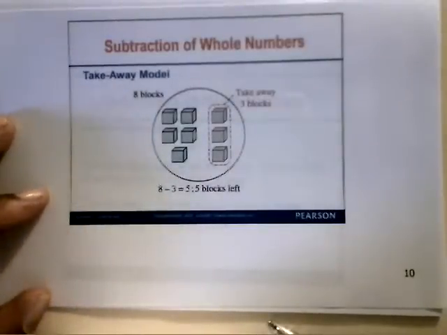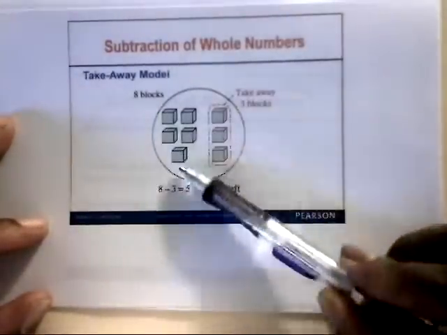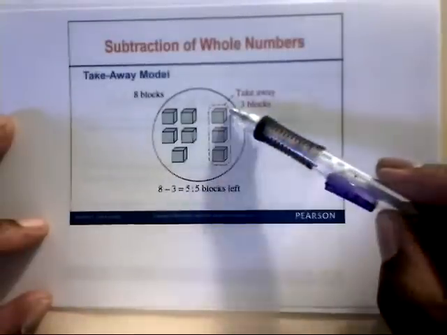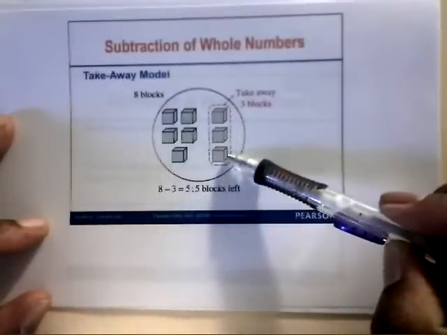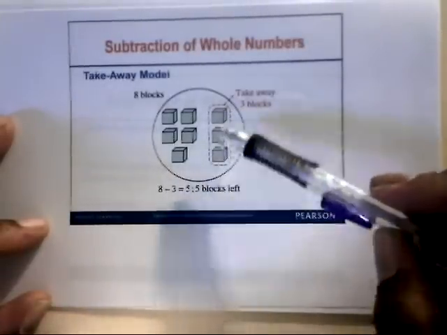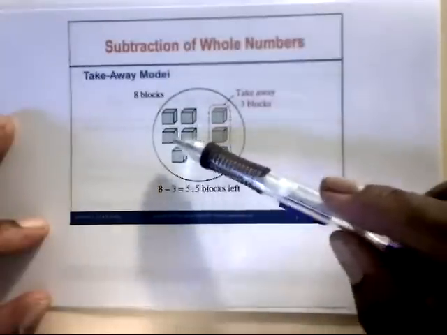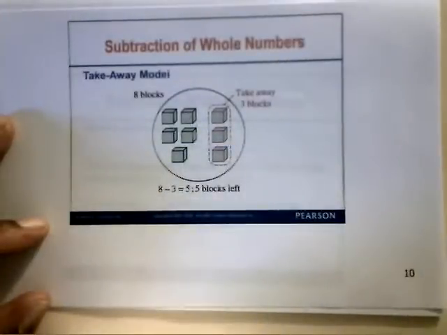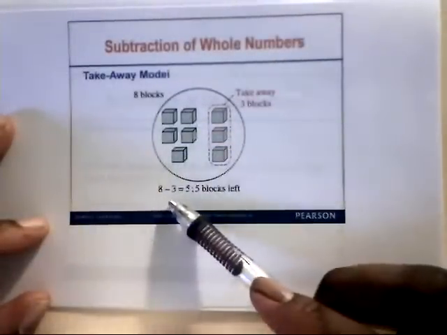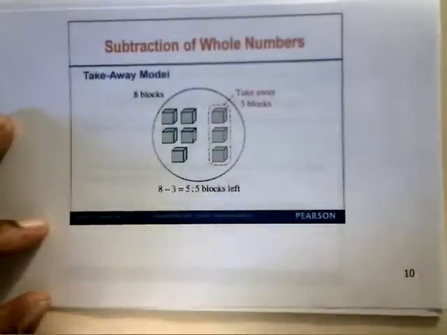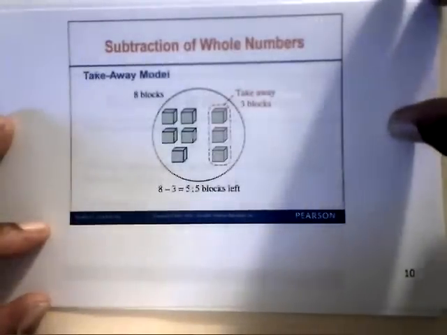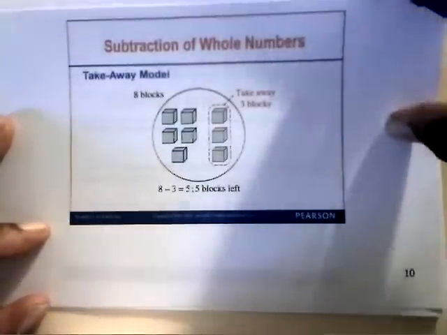Here you got 8 blocks in this particular circle, but here we're going to take away 3 blocks out of this particular circle. If we do that, how many blocks do we have left? In this case, we have 5. So this represents 8 minus 3, which is 5, or 5 blocks left. So that's the illustration of the takeaway model.